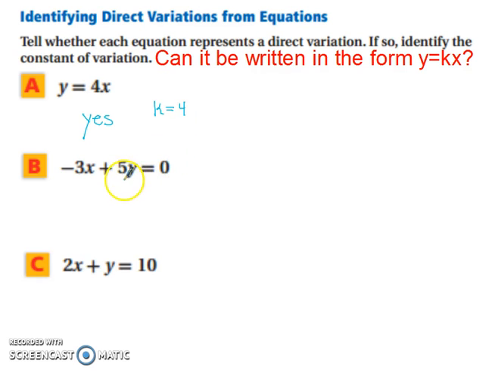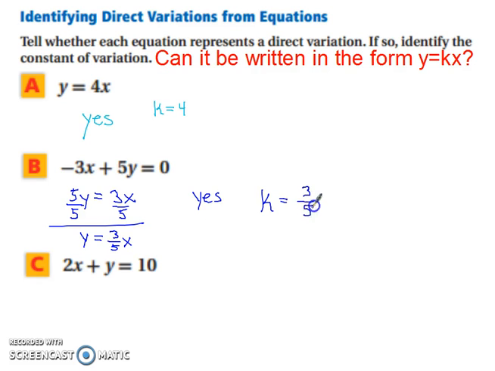So now let's try this next one. Can we rewrite it in the form y equals kx? Well, let's try. So we're going to add the 3x to both sides. So we're left with 5y equals 3x. And then we're going to divide by 5 on both sides, leaving us with y equals 3/5 x. Well, yes. In this case, k happens to just be a fraction. It's a non-zero value.